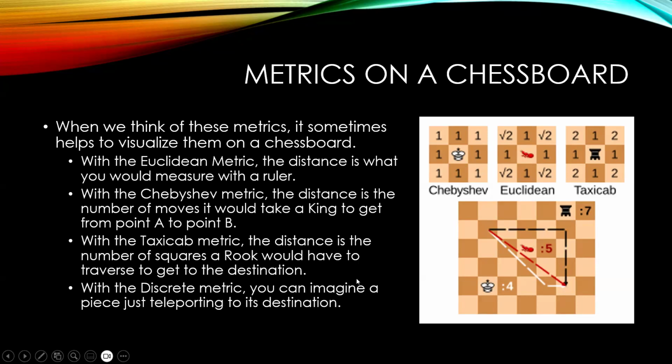There's also the discrete metric, which is interesting. If you wanted to do the discrete metric going from here to here, you would get 1, because really it works just kind of like teleporting. If you are jumping from this place to this place, that would be 1 move. So the discrete metric would say that distance is 1. We can start to see how these different types of distances can measure different things.